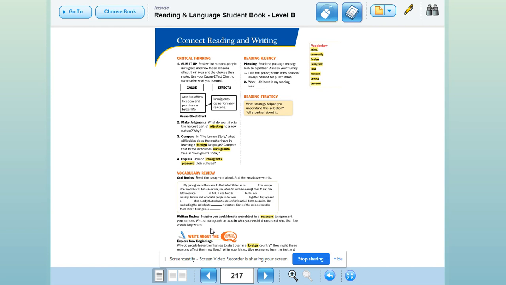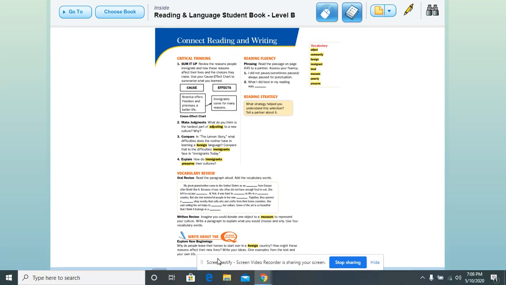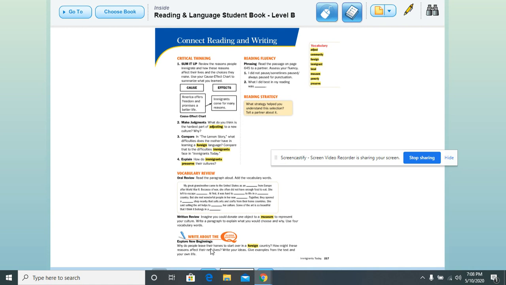At the bottom, it says explore new beginnings. When you're exploring new beginnings, why do people leave their homes to start over in a foreign country? How might these reasons affect their new lives? Write your ideas, give examples from the text and your own life. ليش الشخص يترك بلده ويروح على بلد جديد؟ شو هي الأسباب اللي راح تأثر على حياته الجديدة؟ And you have to write this down. This we will do as a practice conversation when we do the Zoom meeting. So just be prepared to answer this question.